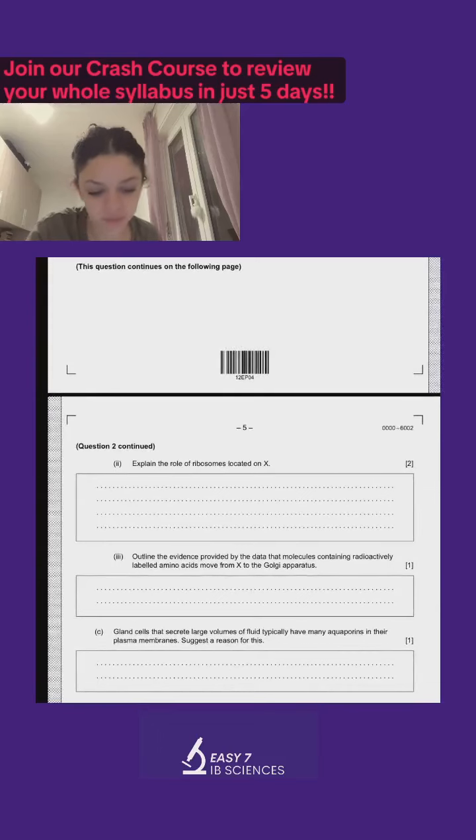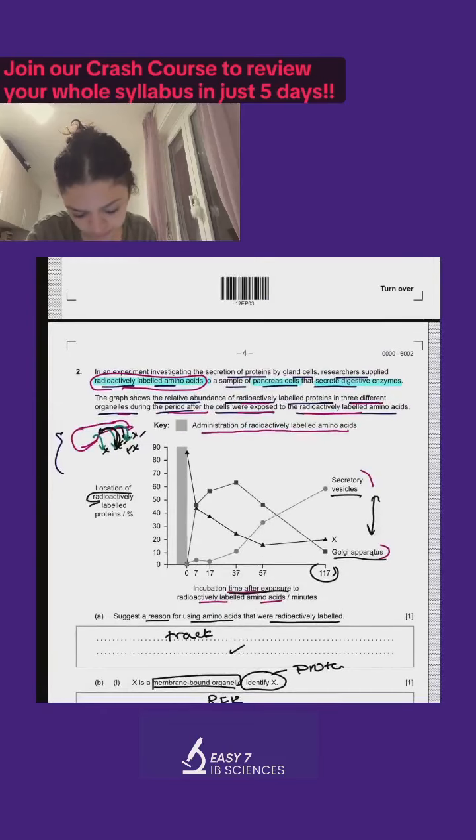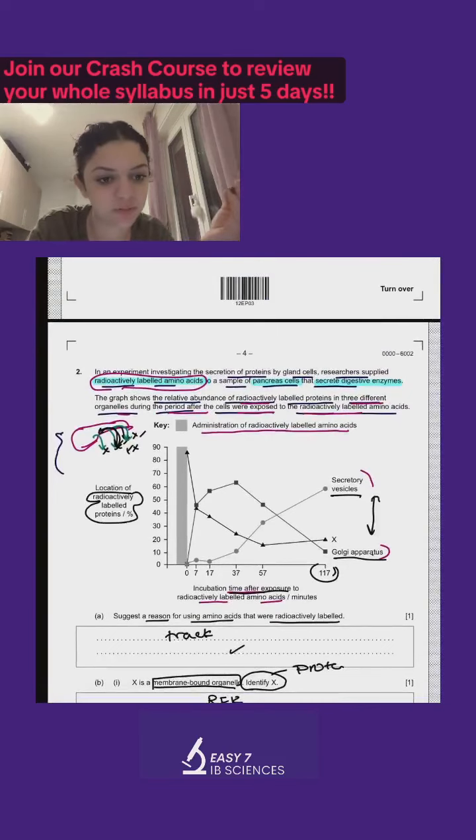What do we track? We track the proteins. So it's showing you the location of the radioactively labeled proteins.